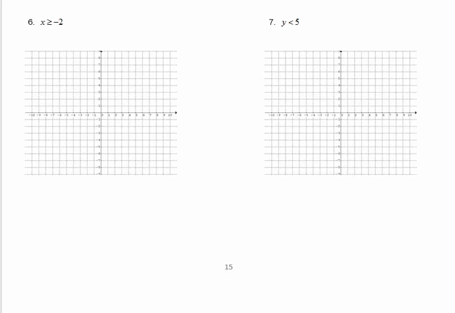Number 6, x is greater than or equal to negative 2. If I pretend I have an equal sign, I have x equaling negative 2. We only have a one variable equation. Looking back at our notes, when we have a one variable equation, it's either horizontal or vertical. Well, this one says that x always has to be negative 2. So no matter what y is, x has to be negative 2. So x being negative 2 would actually make a vertical line.